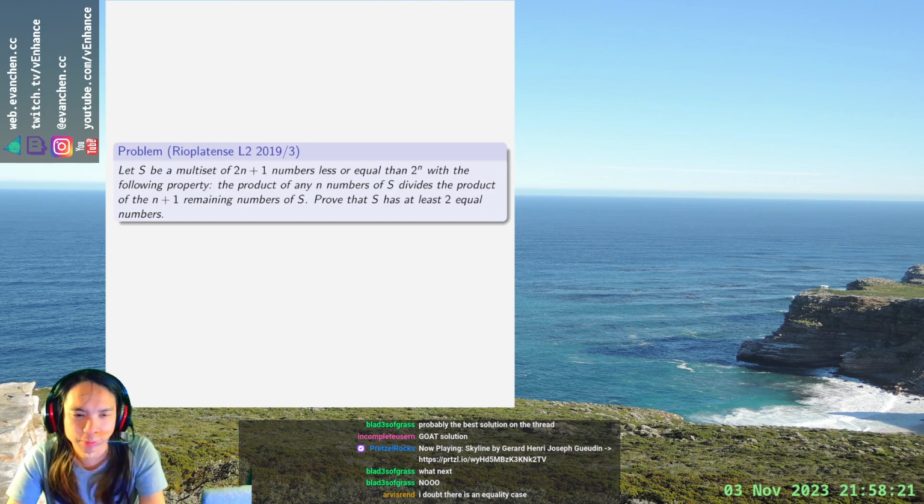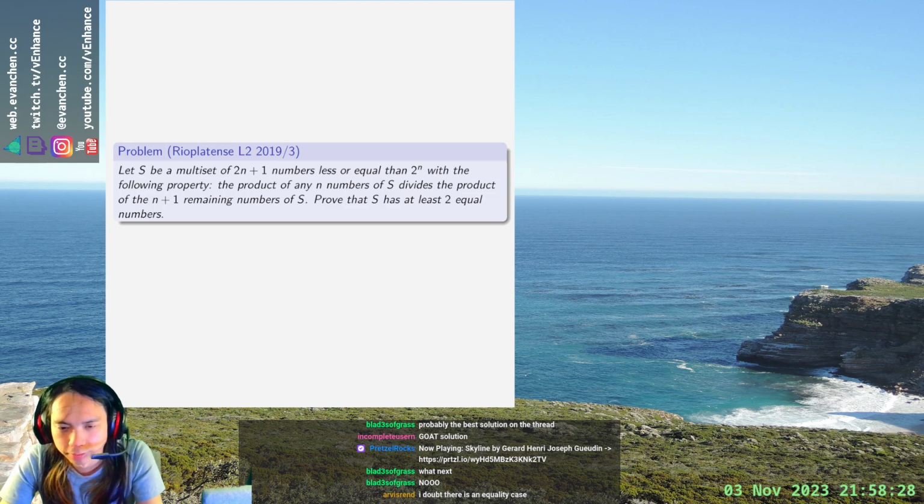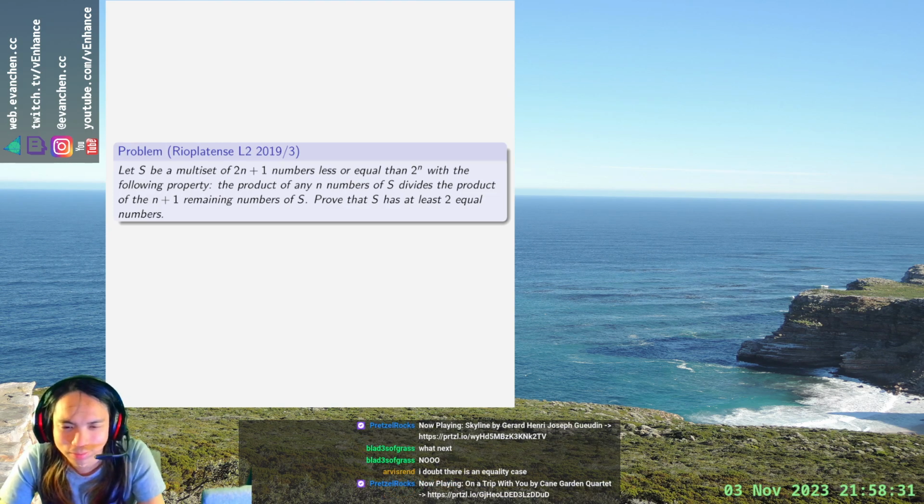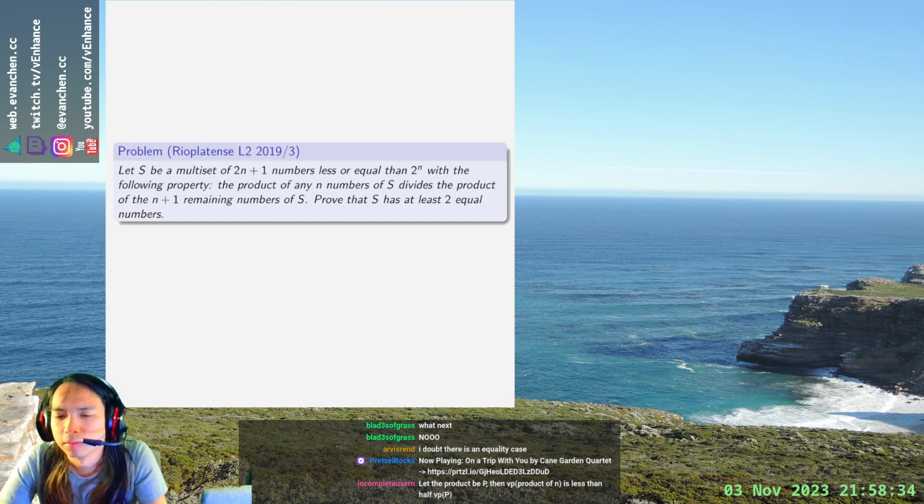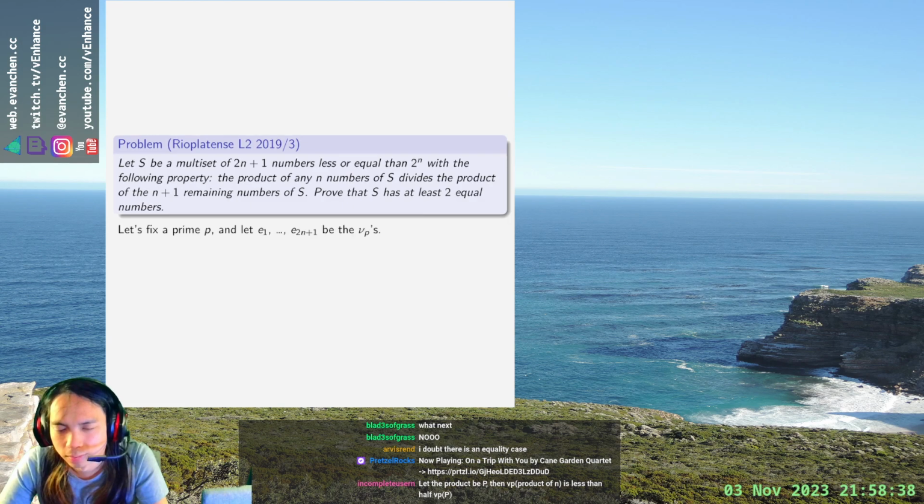Fascinating. Okay, so let's fix a prime p. And let e1 up to e_{2n+1} be the VPs. In fact, let's just sort them. Then we need e_{n+1}, so the last... The tail end of the VPs should be less than the rest. I think this is the statement I want.